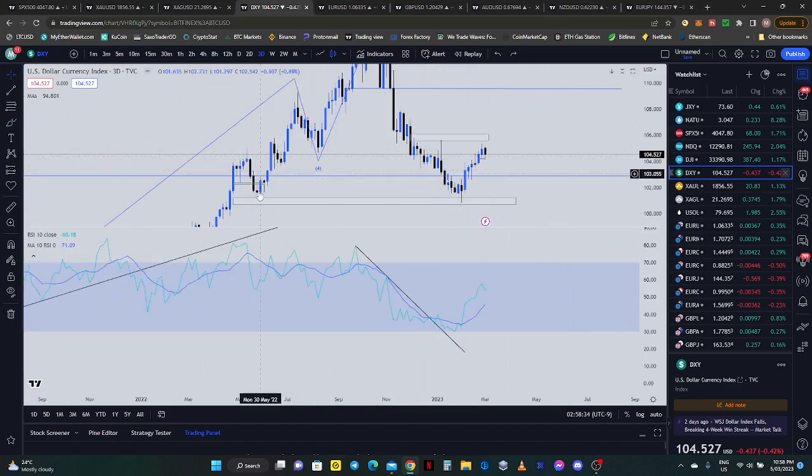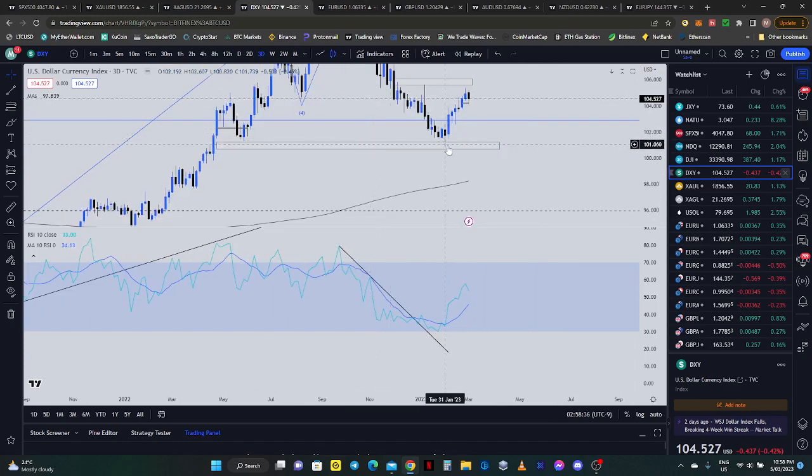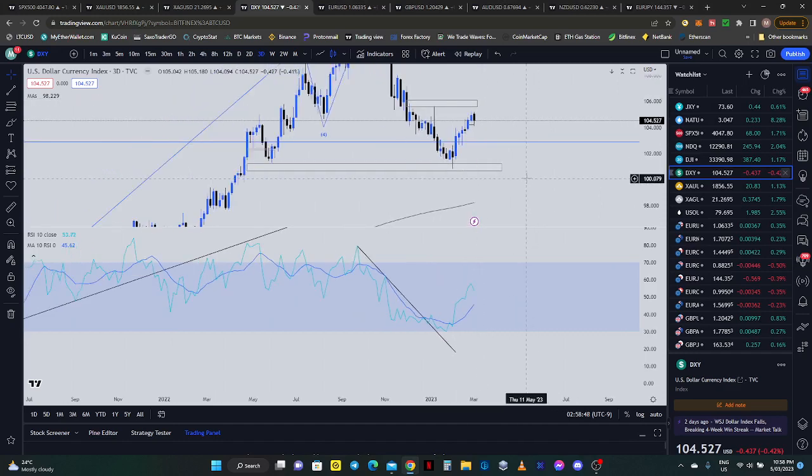So we've broken through that, and then we've moved on up. And again, if you've been following, we had the target down here at 100.8, okay, which was my target, and I think we got down to, what did we get down to? 100.820. So bang on it.